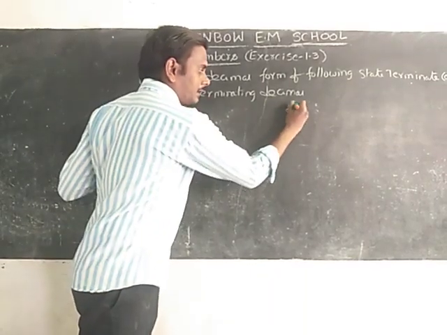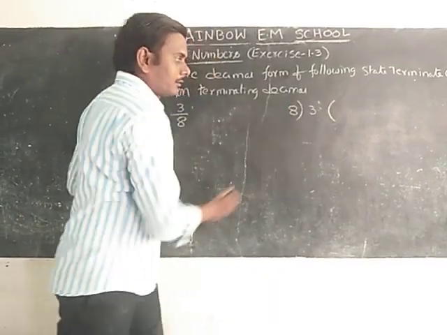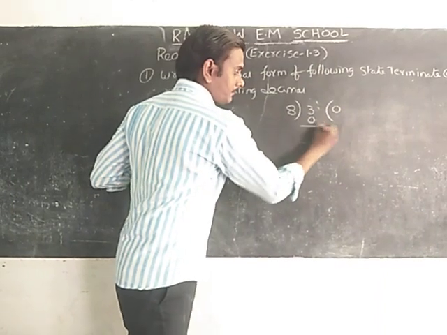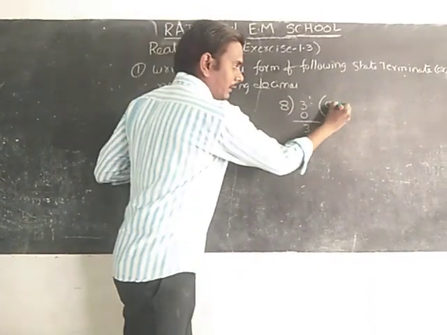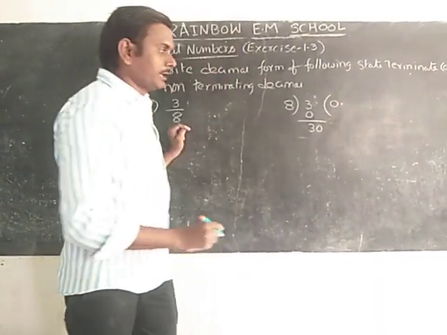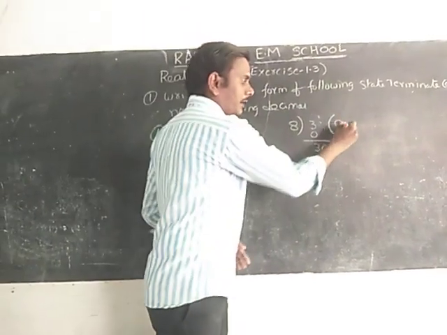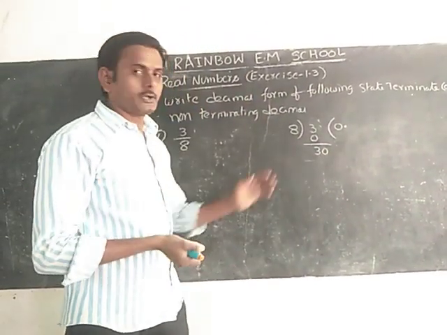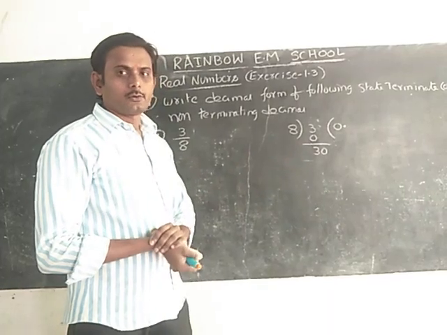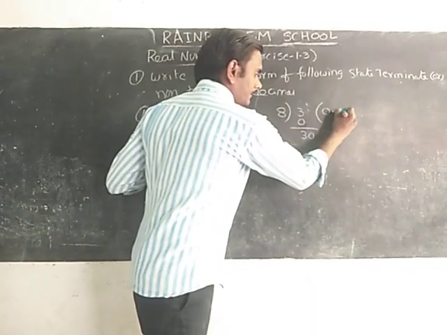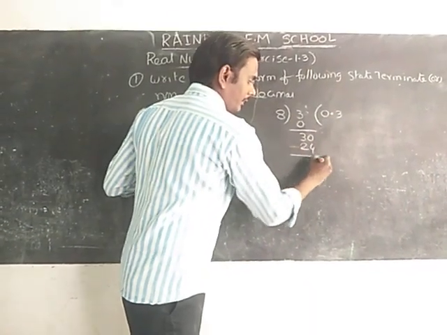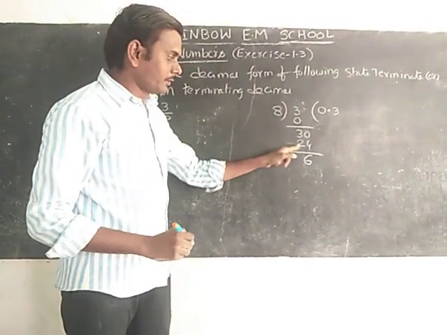Okay, now take 8 here, 3. Now 8 0 0 3. Keep a point here, 0. Okay, you have to read the 8 table and identify the nearest number. 8 1 is 8, 8 2 is 16, 8 3 is 24. 8 3 is 24, remainder 6. 30 minus 24 is 6 only.